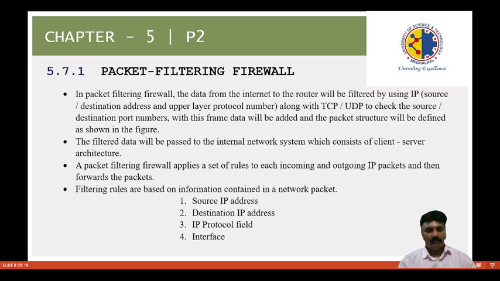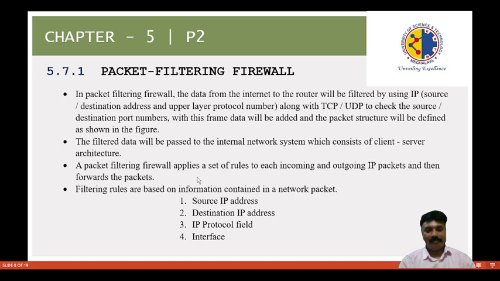So in the packet filtering firewall, the data from the internet to the router will be filtered by the IP source and destination address, upper layer protocol number, along with TCP and UDP to check the source and destination port numbers. With this frame, data will be added, and the packet structure will be defined as shown in the figure. The filtered data will be passed to the internal network system, which consists of client server architecture. I have already mentioned this point.